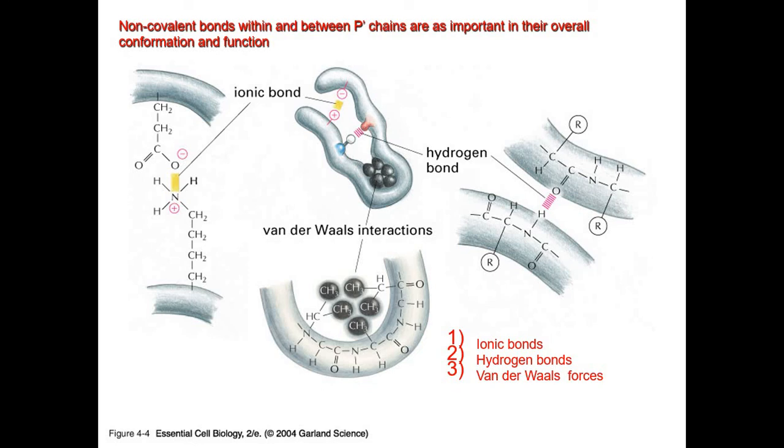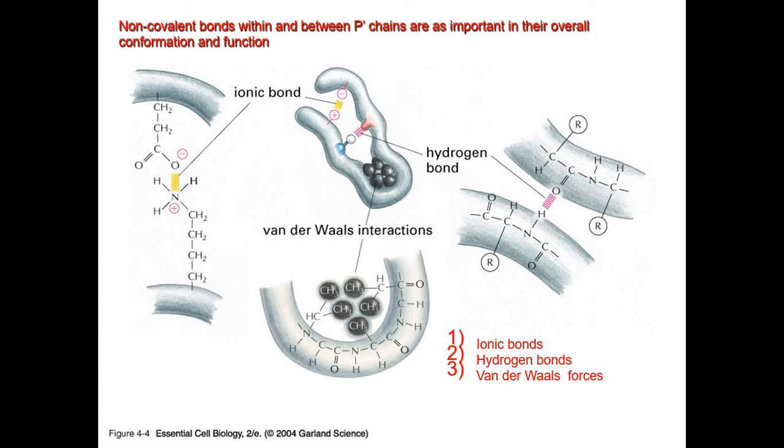So these are the non-covalent bonds within and between polypeptide chains. And these are important in their overall conformation and function. Okay, so aside from covalent bonds, the peptide bond is a covalent bond, right? It's a sharing of electrons. So aside from covalent bonds, we also have ionic bonds, hydrogen bonds, and van der Waals forces.